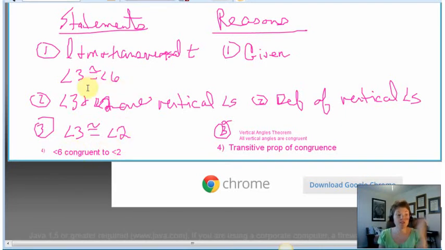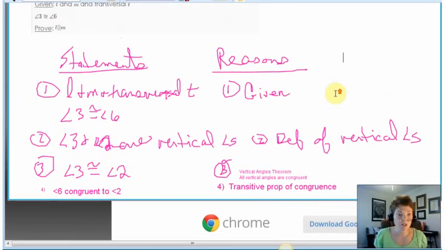Okay, remember, let me type it over here. If A equals B and B equals C, then A equals C. Remember that? That's the transitive property. That's all we've done here. 3 is congruent to 6, or if you want to read it, 6 is congruent to 3, and 3 is congruent to 2, then we know 6 is congruent to 2. That's all that is. Okay, the transitive property of congruence.